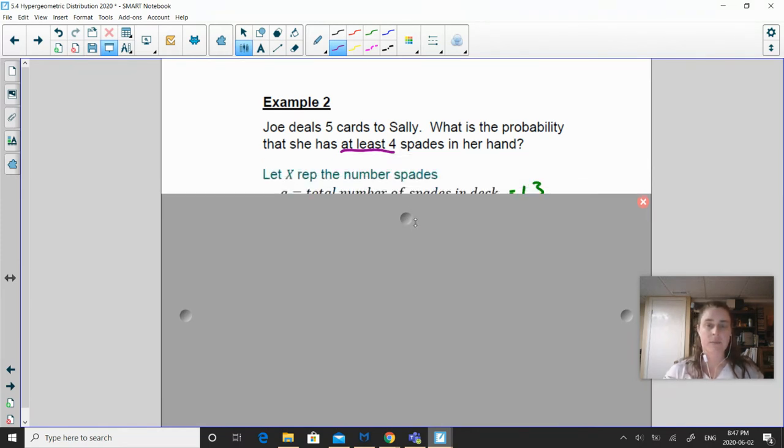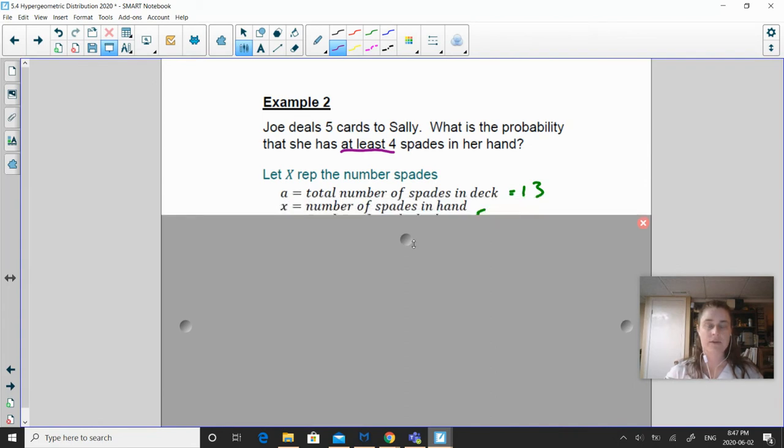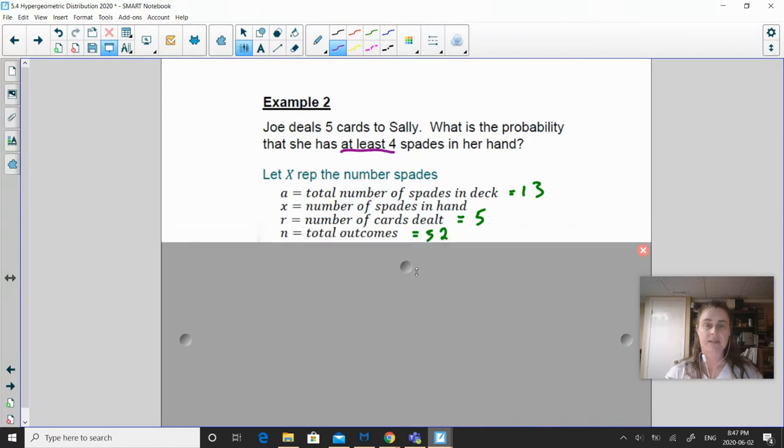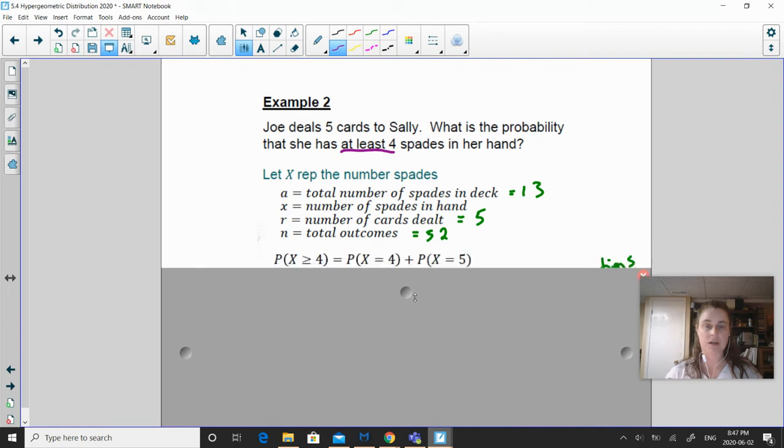We're going to let X represent the number of spades. So A is going to be the total number of spades in your deck. So that is 13. Remember, there's 13 in each suit in a deck of cards. X is going to be the number of spades that you have in your hand. R is the number of cards that are dealt. In this case, it's 5. N is going to be the total outcomes, which is 52, the 52 cards. So we want the probability that you have at least 4 spades in your hand. So you can have 4 and you can have 5. Those are your 2 cases.